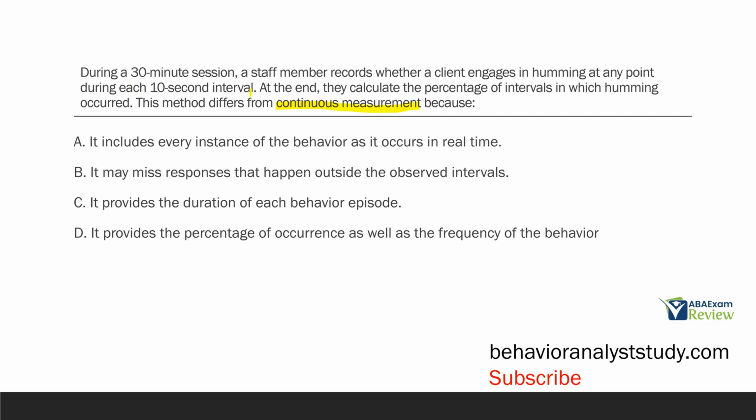If we're doing interval recording and we have these 10-second interval slots, are we capturing every time that behavior occurs? Well, no, because all the staff member is recording is whether or not the client engages in humming at any point during each 10-second interval. So if they hum 3 times here, 5 times here, and say 6 there, when we calculate percentage of intervals in which humming occurred, each of these still counts for 1. So discontinuous measurement is going to miss a lot of behaviors. It can overestimate and underestimate, whereas continuous measurement often captures all behaviors.